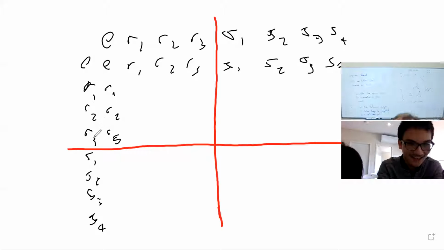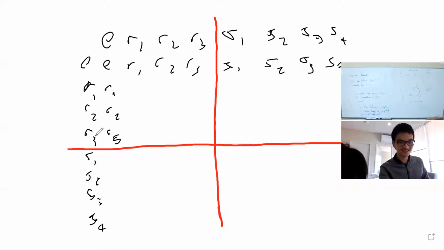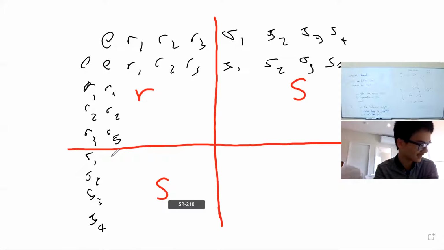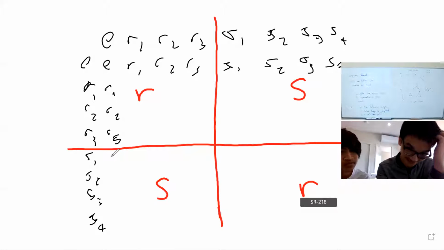Perhaps don't worry about filling in all of the table, because what I hope you've seen is that it comes in 4 blocks. So there's R here, and S and R. And then it's back to R.